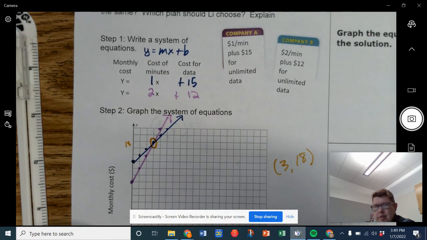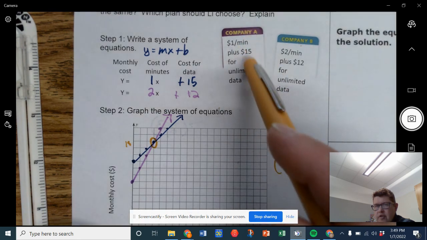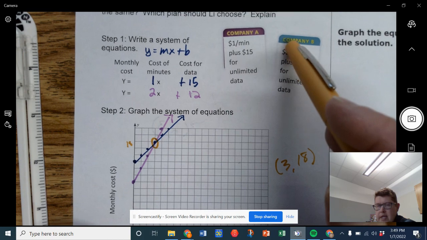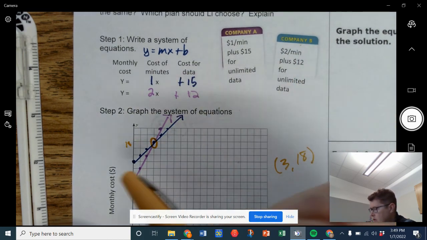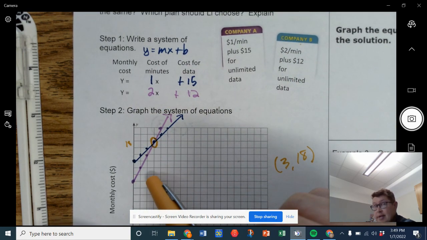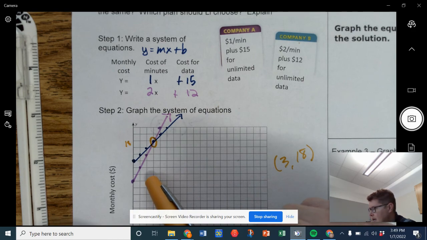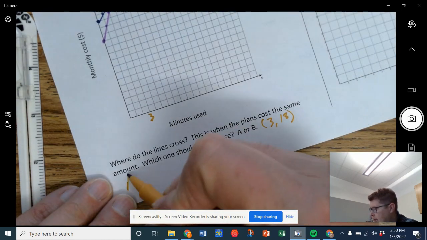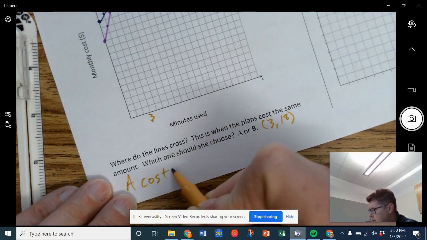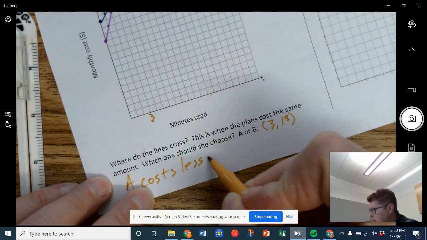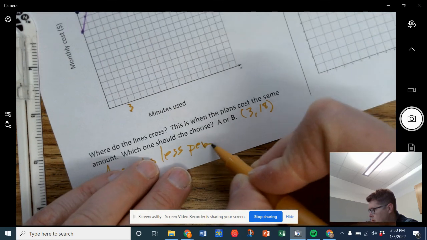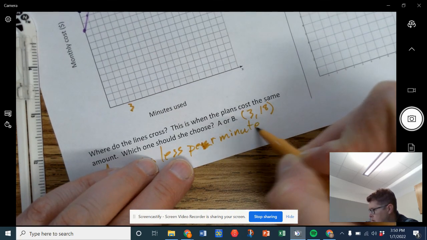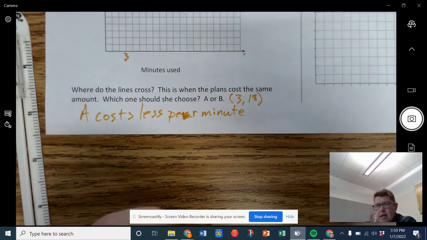Honestly, it's probably better to choose A, even though they charge more for unlimited data, but they charge way less per minute. So this is going to get much quicker, right? So if you talk more than 3 minutes, it's going to be better to choose B. Okay. Sorry, A. A costs less per minute over the long run. Yeah, it costs less per minute.